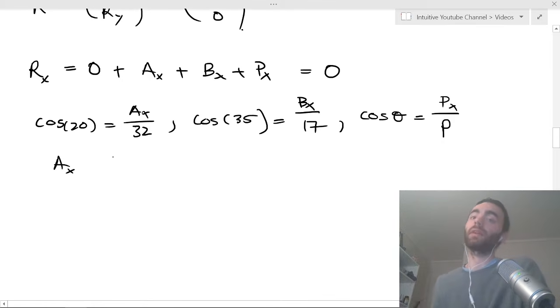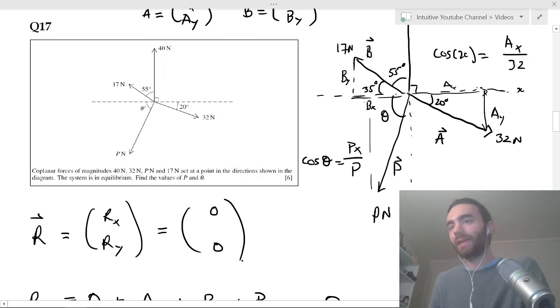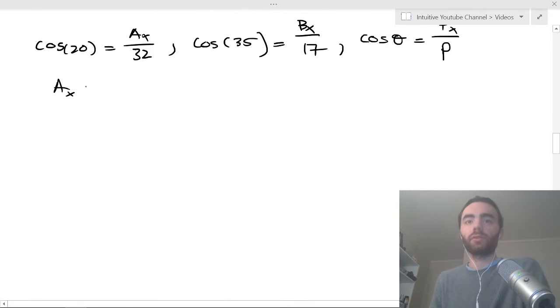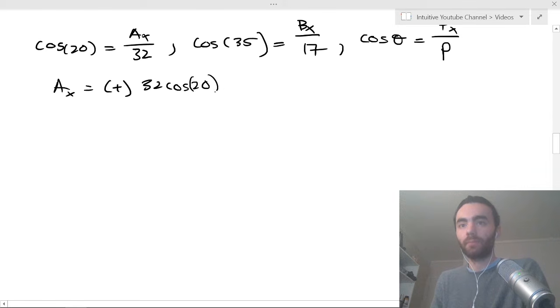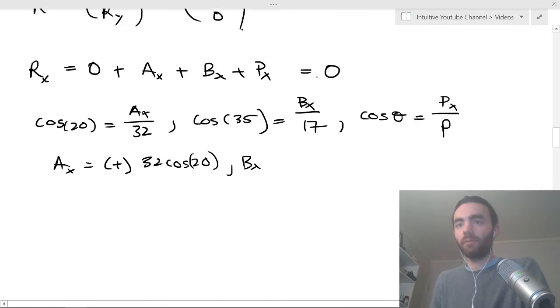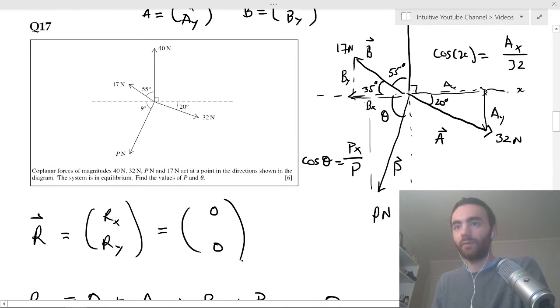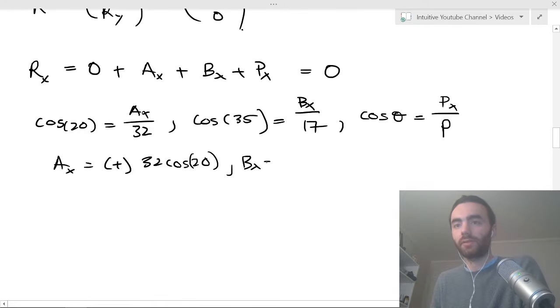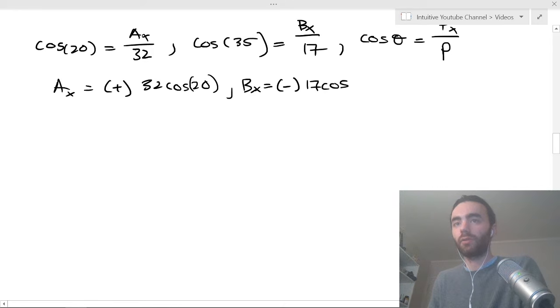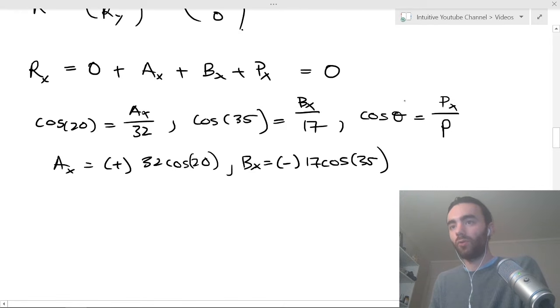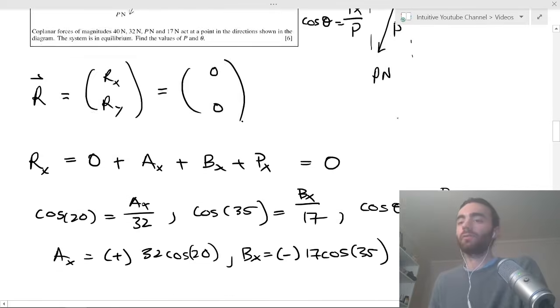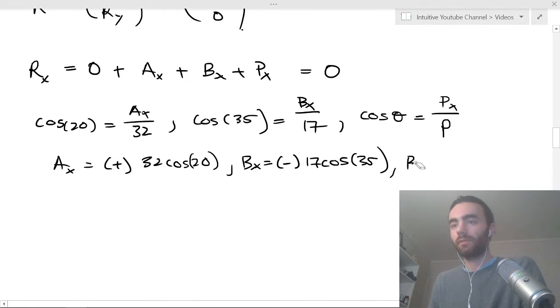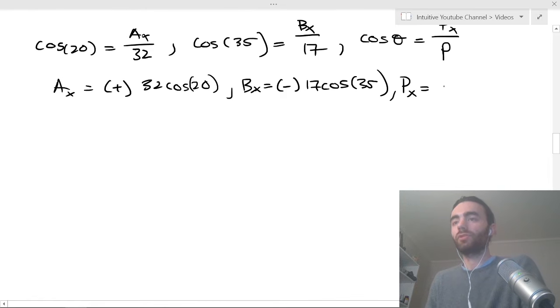Okay, so we can arrange all these things. And remember, we have to take into account the direction. So for the Ax, this is acting in the positive x direction, so we can say this is equal to positive 32 cos 20. And then the Bx acts in the negative x direction, so this is going to equal negative 17 cos of 35. And for the Px, again, the Px also acts in the negative, so we can say that Px equals negative P cos theta.